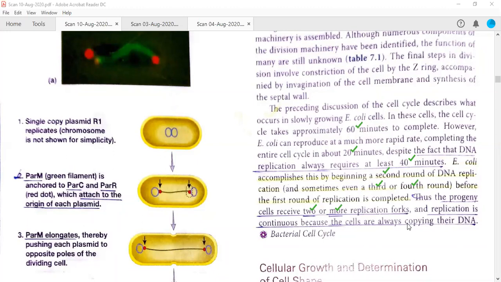So whether they are dividing or not, for 20 minutes they are continuously replicating their DNA. They are in the second round of DNA replication, or in some cases the third or fourth rounds. And when the cell divides, they already receive two or more replication forks. Therefore, with the help of all this, the bacteria can divide every 20 minutes. Fine.